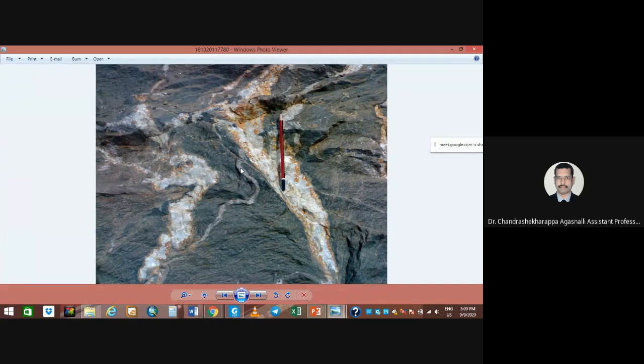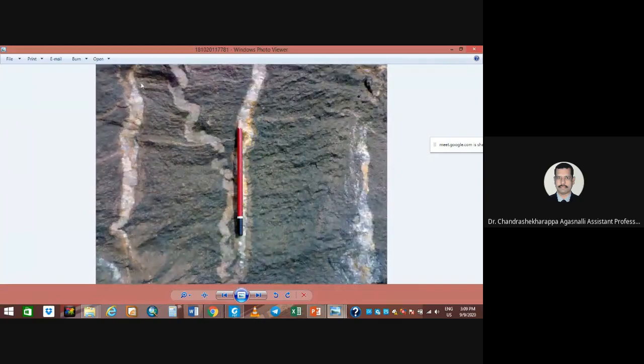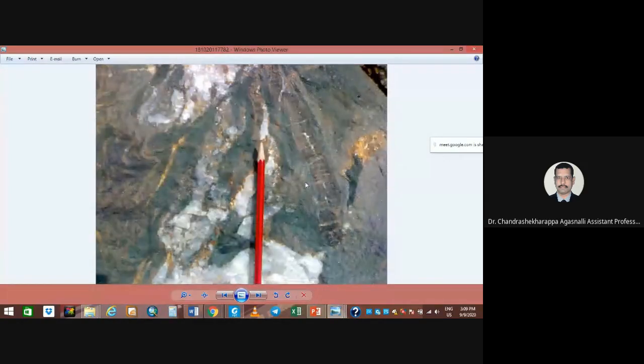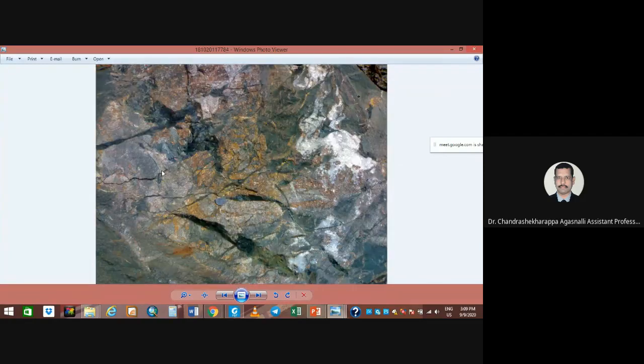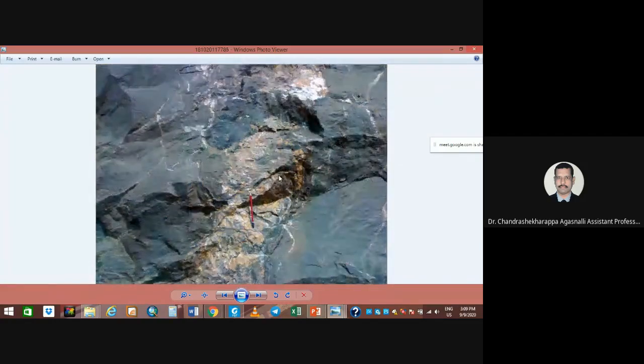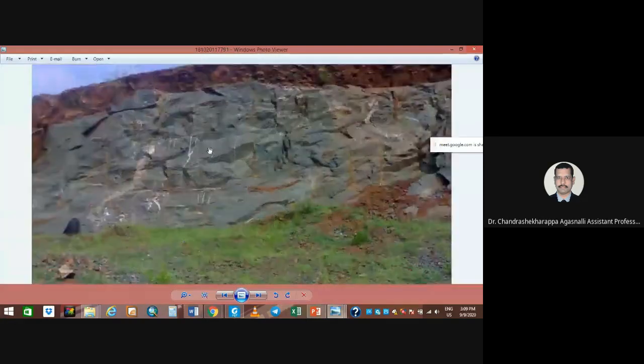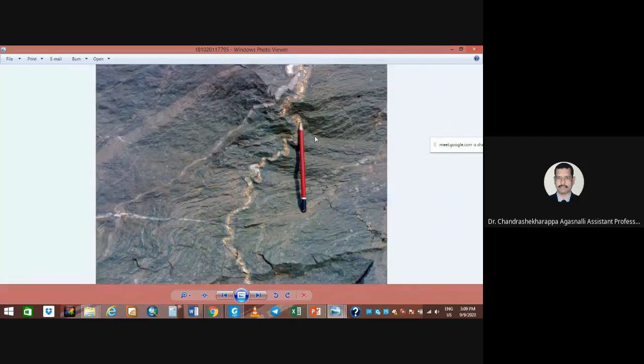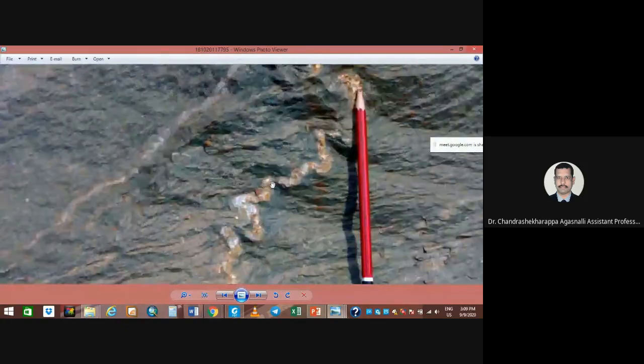Okay, right. See, you can see this. This is a gold mineralization, I mean the thin vein of gold mineralizations. There are some folds also here. You can see these folds. Okay, and see here, a series of quartz veins that you can see.